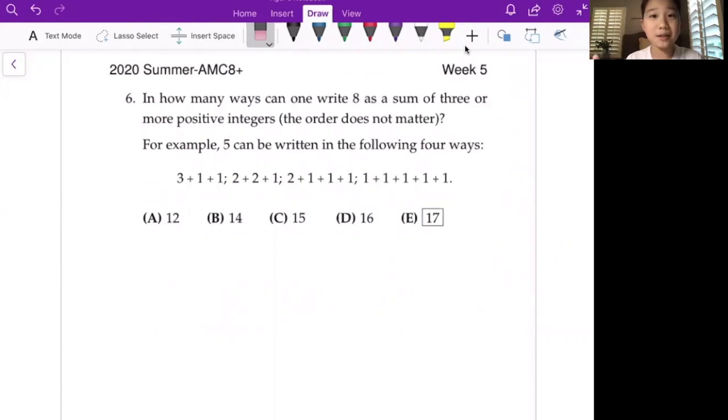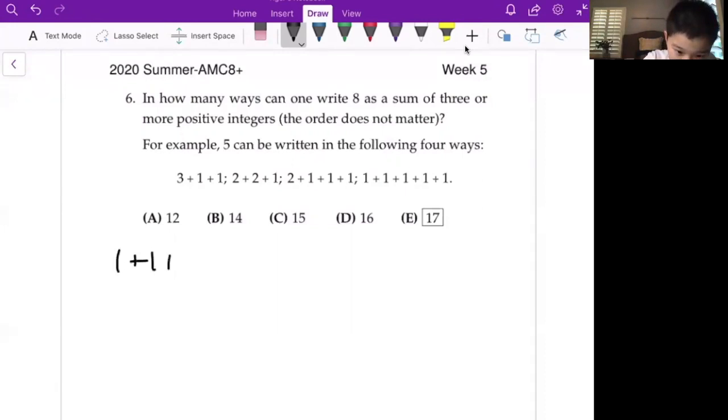Okay, so what is this problem asking for? The ability to count efficiently. So how do you do that? We have to count in a very organized way. So it says the sum of 3 or more positive integers right here. So let's start with 3. So 8 can be written as, and in these organized ways, I'm going to write the smaller number first. It's easier that way.